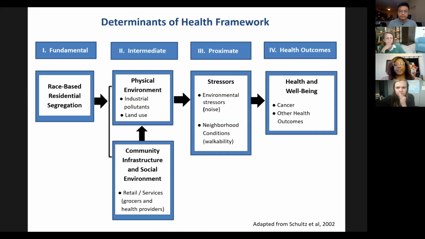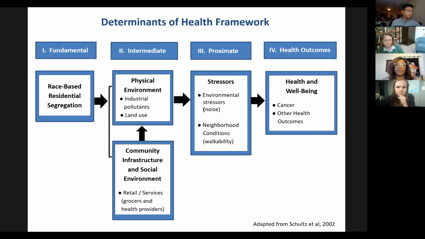The determinants of health are the driving factors in one's community and surroundings that have either a positive or negative impact on a person's health and well-being. These determinants can be fundamental, intermediate, or proximate, all of which have an influence on the population health. For this study, the determinants are race-based residential segregation, which is a fundamental predictor of health disparities, or the difference in health outcomes between distinct groups, which stems from the lack of health equity.